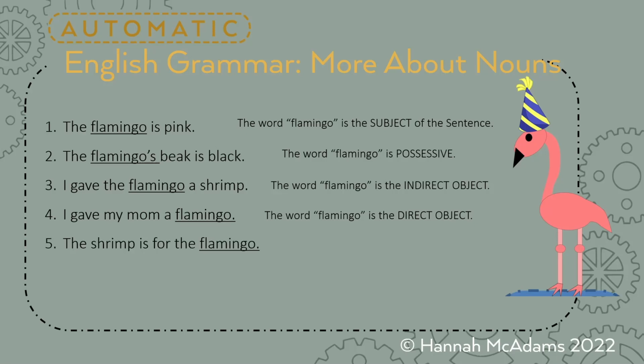And the shrimp is for the flamingo, so that makes it an object of a preposition. We will be studying objects of prepositions when we get to the preposition part of our class, so this will come up again. All right, but the point is, every place that the flamingo is in these different sentences gives it a different job to do in the sentence.